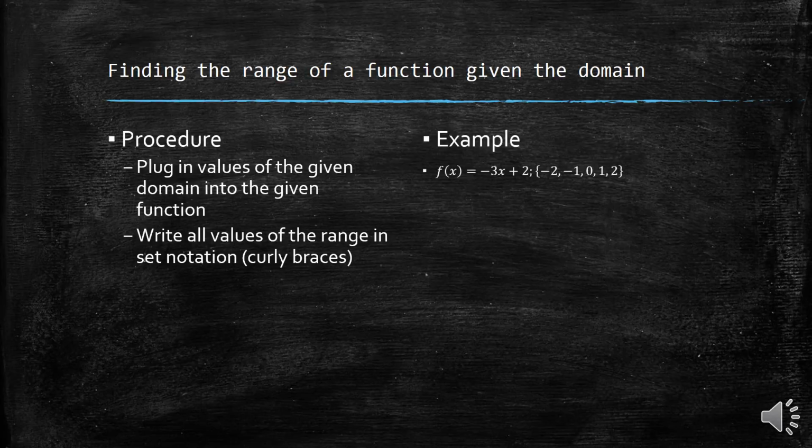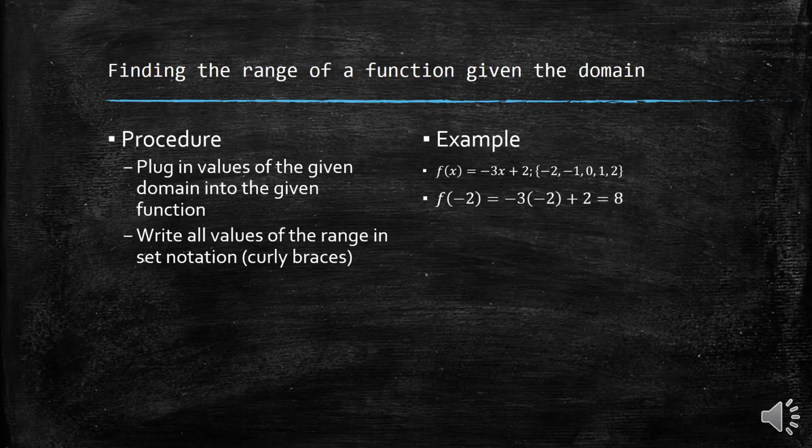Here's an example. F of x is equal to negative 3x plus 2, and I'm given the domain negative 2, negative 1, 0, 1, and 2. I now need to find the range. In other words, I want to take all of the values in the set and plug them in for x.